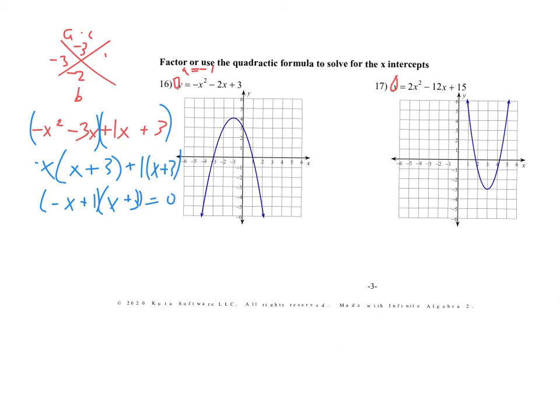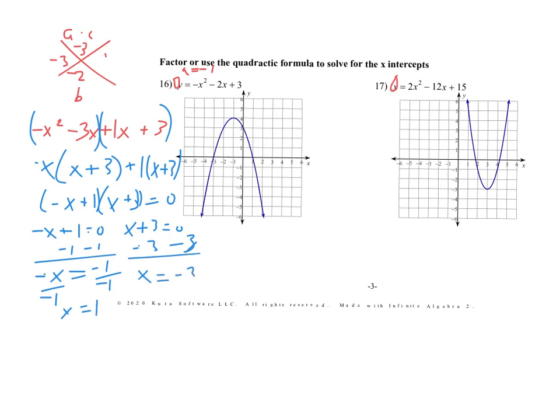And so I can split those up and set them equal to 0 individually. So -x plus 1 equals 0, and x plus 3 equals 0. I'm going to subtract the 1, so -x equals -1. I'm going to divide by -1, so x equals 1. And then over here, I subtract the 3, so I get x equals -3.